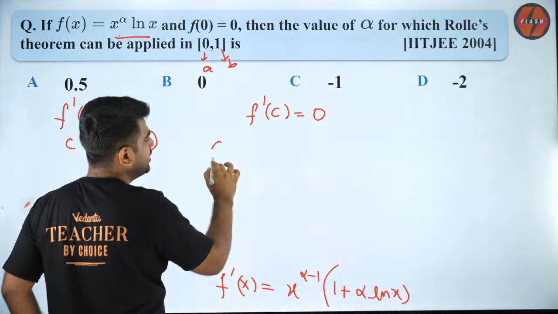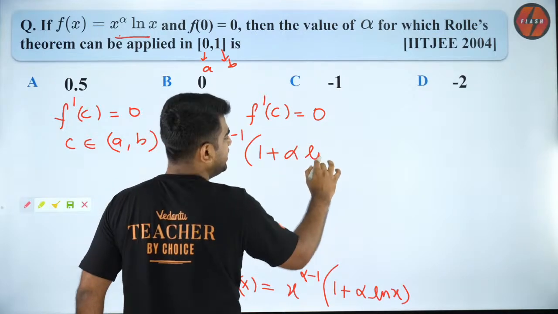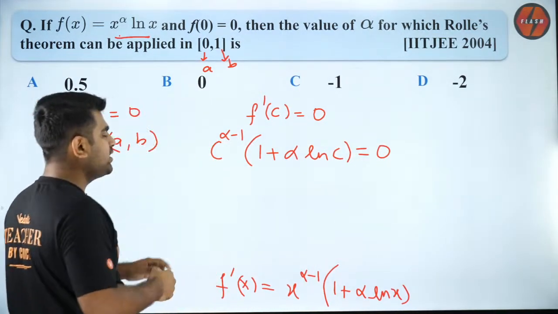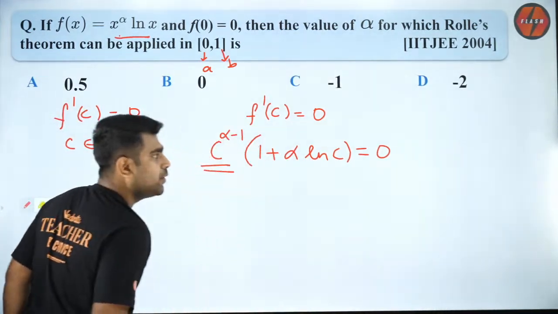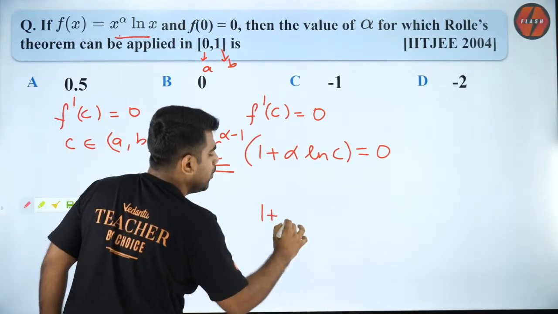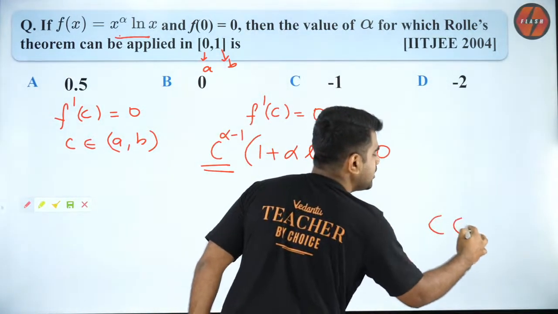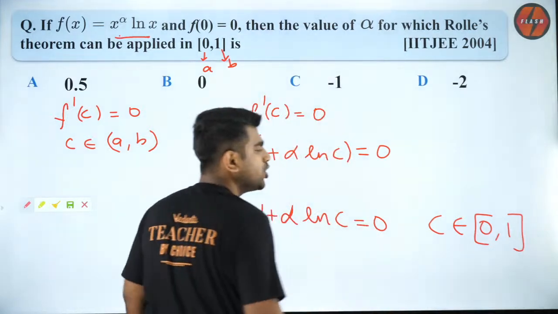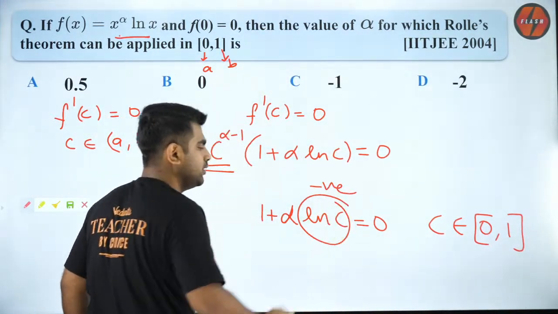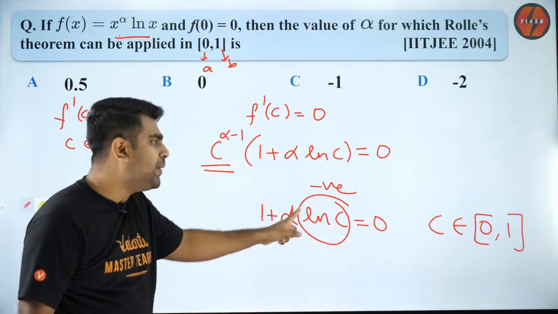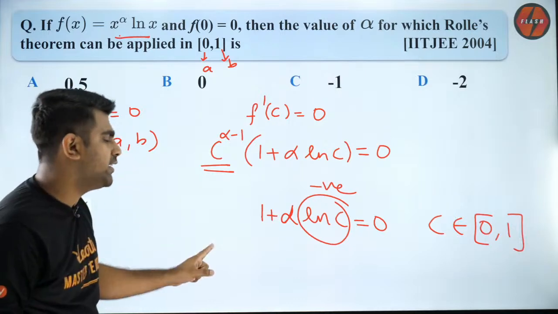That means c to the power alpha minus 1 into 1 plus alpha ln c is equal to 0. Now guys, can this be 0? Never. I told you exponential functions can never be 0. So what has to be 0? 1 plus alpha ln c has to be 0 provided c belongs to 0 to 1. So if c belongs to 0 to 1, don't you guys agree that this will be negative? Are you guys clear with it?